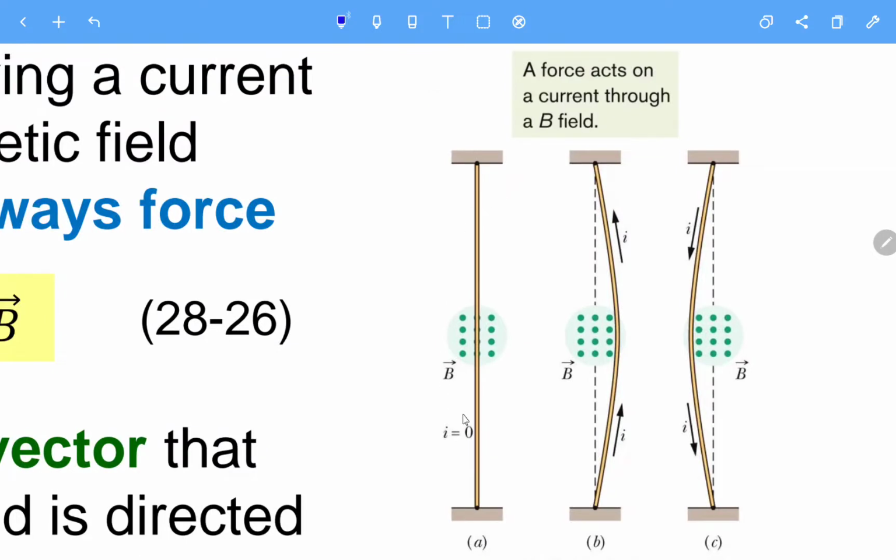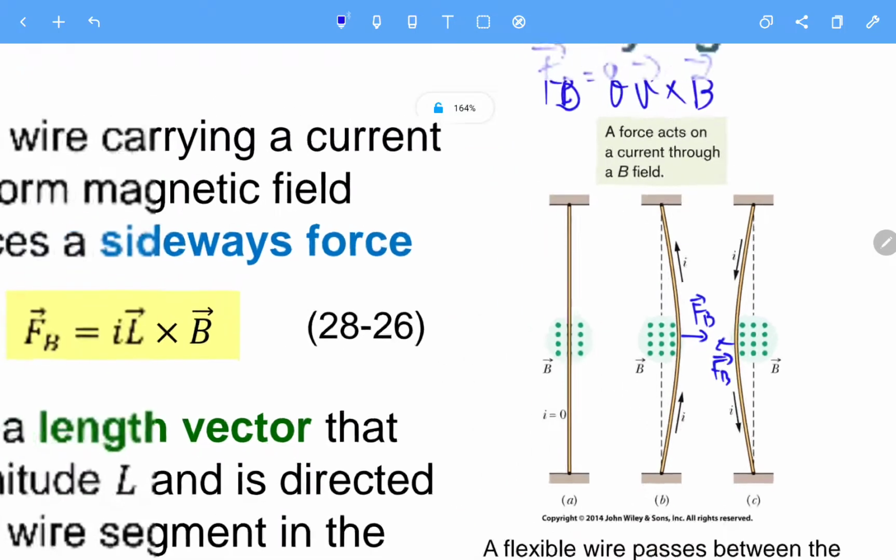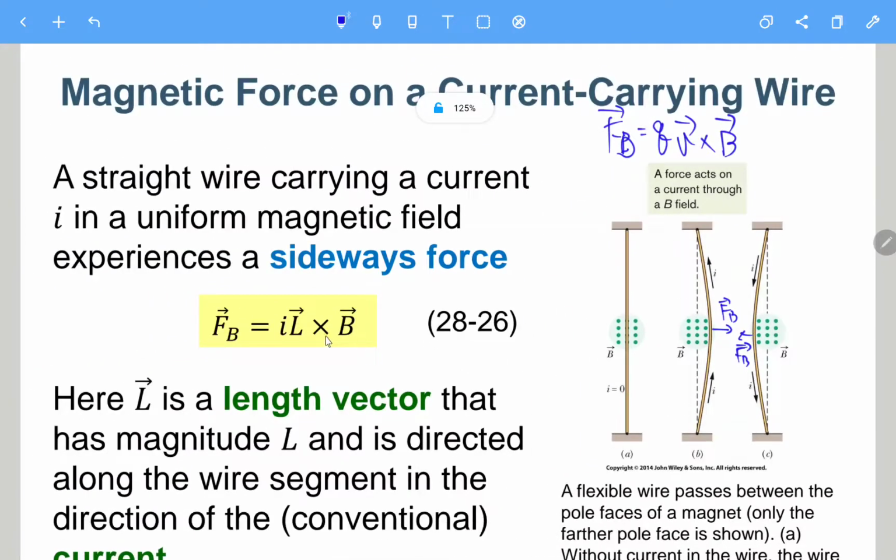If there is no current, there will be no force acting on it. And now, if there is current going from bottom to top, then there will be a force FB acting on it to the right side. And if the current is going from top to bottom, then FB is pointing to the left side. So let's see why it's like this.